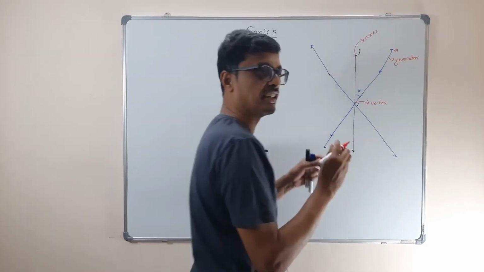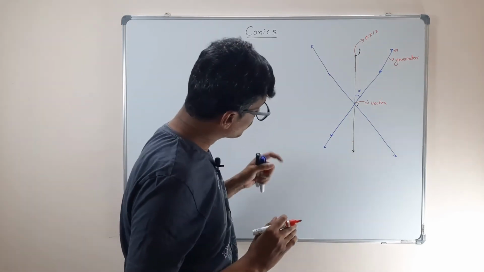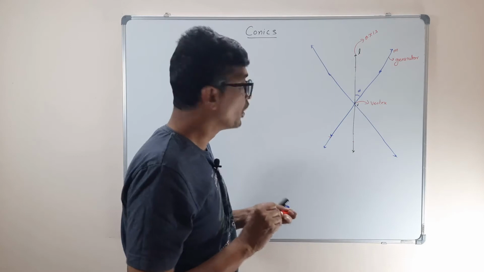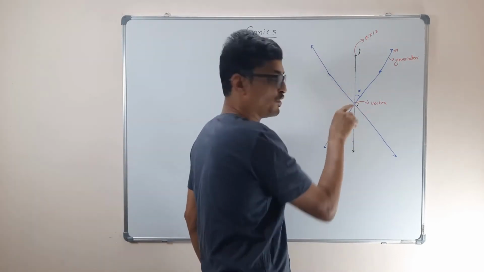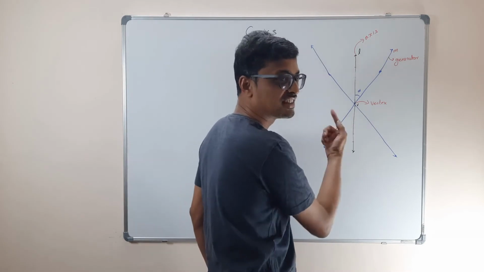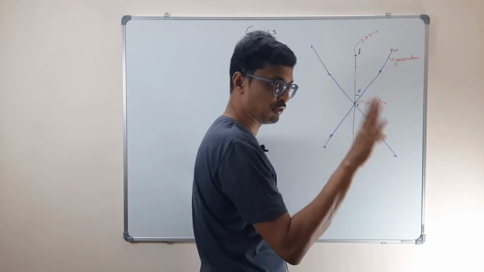Why is it called the generator? Because that's what's generating the cone, the generator. Okay, now you tell me, if I take a plane which is perpendicular to the axis, what are you going to get? The intersection will be a circle. So you can get all the things. In fact, a circle is a special form of ellipse, you will see that.